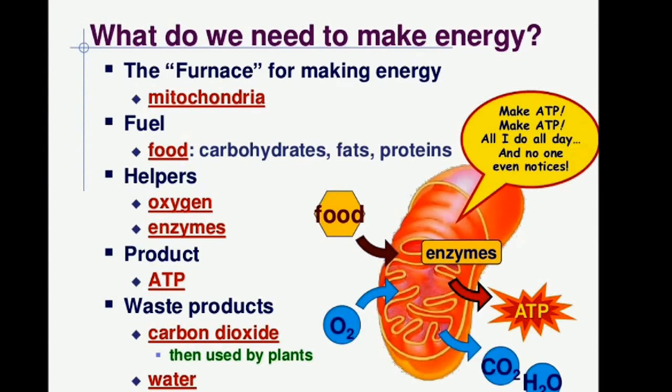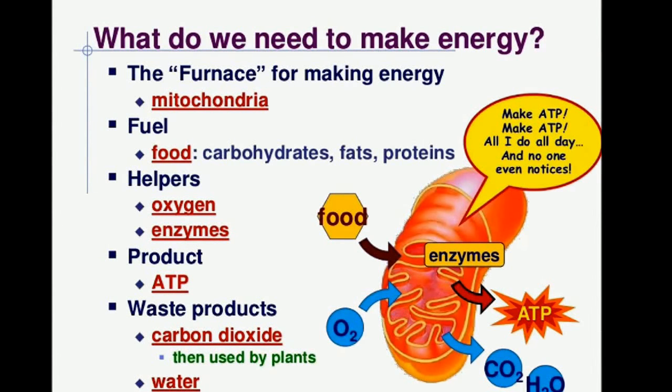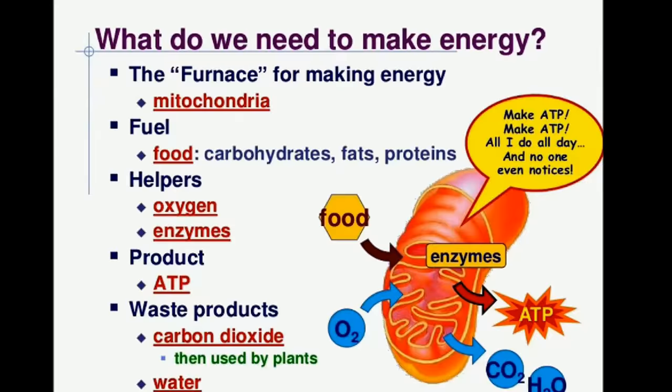Then that pyruvic acid enters into the mitochondria. As we mentioned, powerhouse of the cell, also called cell furnace. So what are the requirements for production of ATP in mitochondria? We can observe here. Oxygen required, enzymes required, energy giving substances, substrates are required.